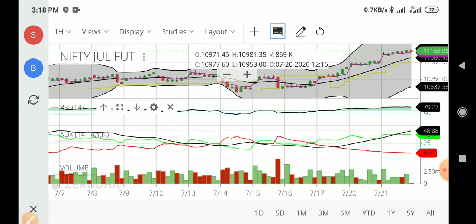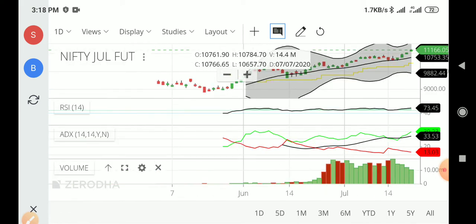First we will open the daily chart of Nifty. We will see the Bollinger Band lower end, that is around 9,882. We can round it off to like 9,900.